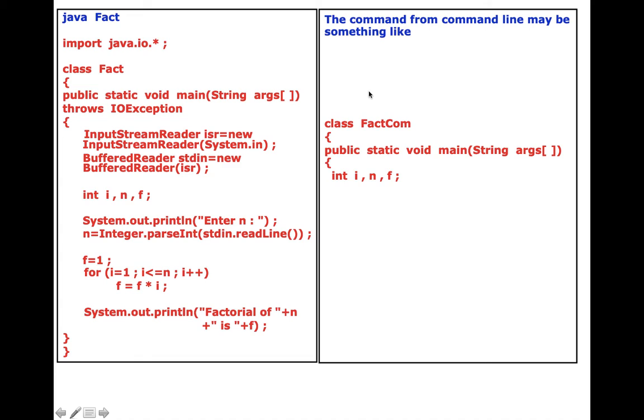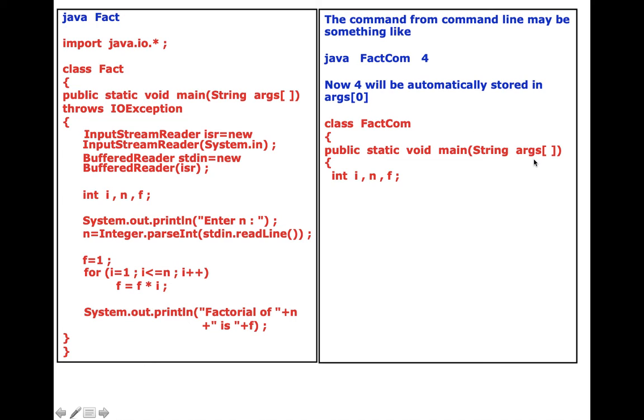Well, you are wrong. The command will be something like this: java factcom 4, where 4 is the command line argument. So this is what the question says. The question says: write a Java program to find factorial of n, where the value of n should be given at the command line. Okay, now tell me one thing, that now 4 will get stored where? So now 4 will be automatically stored in args of 0.